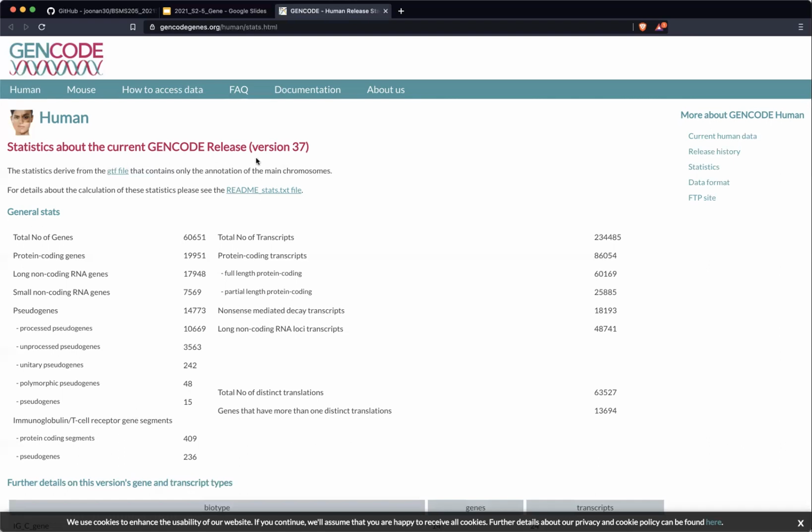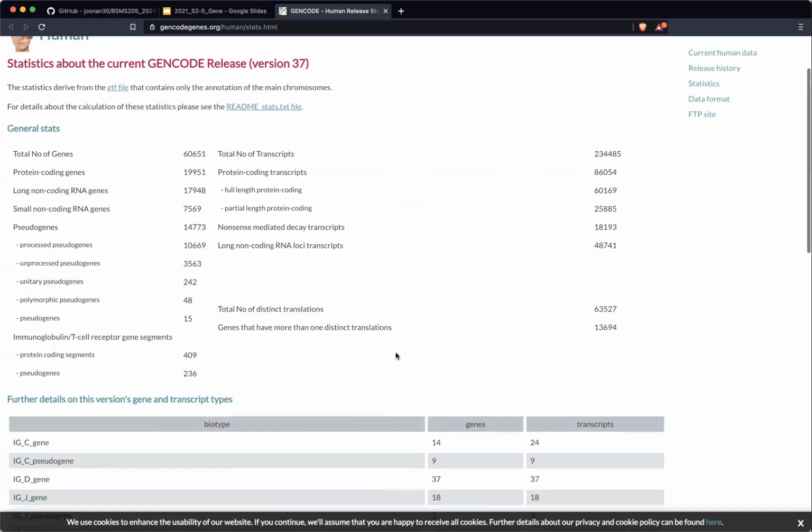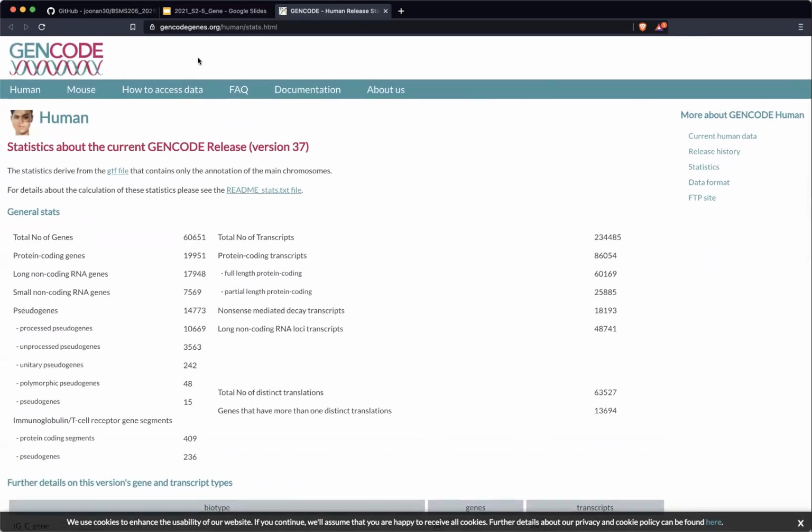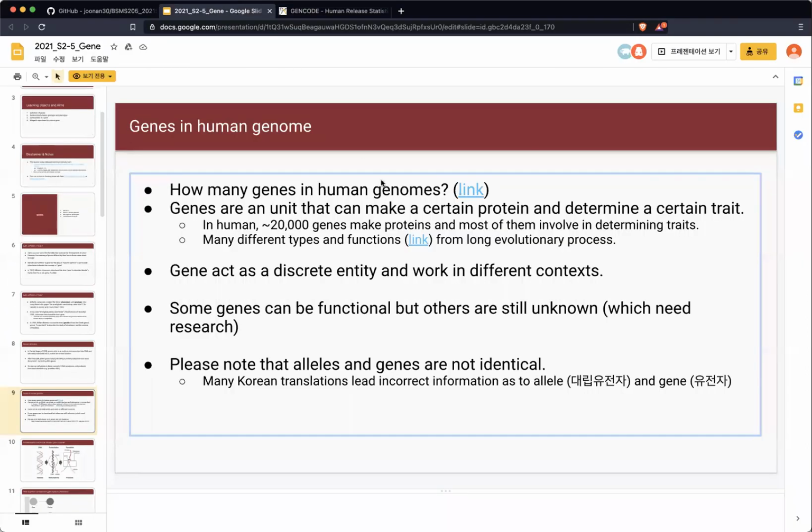So now we know the statistics on that, and also other information about the transcripts and the translation situation. If you are interested in that, go to this link.